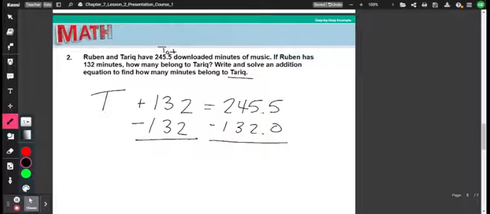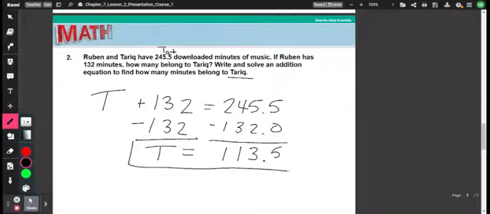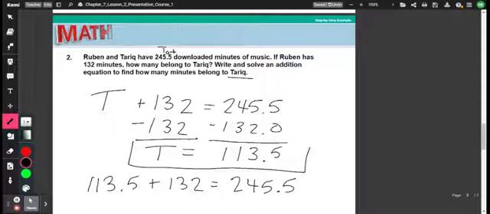Make sure that when there's a decimal, you line up the decimals. So 5 minus 0 is going to give us 5. 5 minus 2 is going to give us 3. 4 minus 3 is going to give us 1. And 2 minus 1 is going to give us 1. And then we bring our t down here, which is how many Trey has. So he has 113.5 minutes. If you want to double check that, you can plug it in a calculator, or you can do the math. 113.5 plus 132 will be equivalent to 245.5.